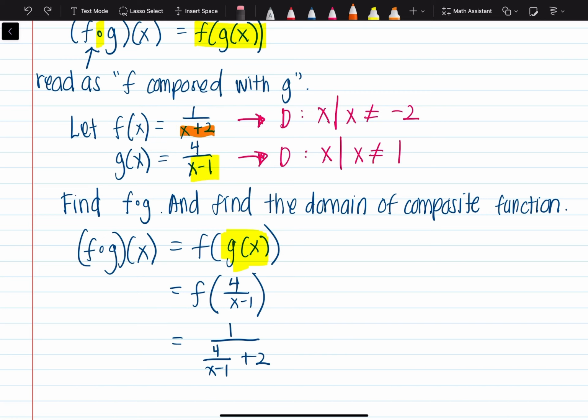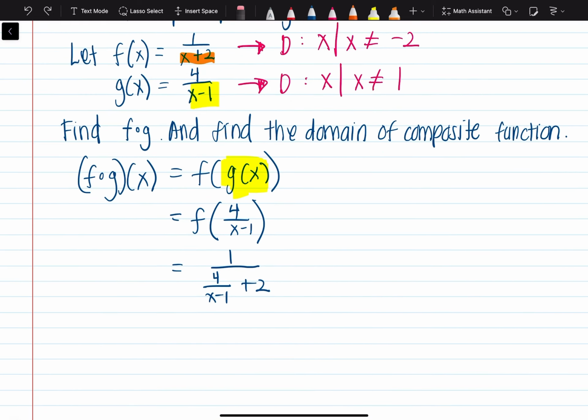And then from here, you just use your knowledge of simplifying a very complex fraction to get your simplified composite function. I can turn that 2 into 2 over 1. I can use my triangle method to get a common denominator, and then I can use my in and out method to simplify down my complex fraction. So that top one, I'm just going to copy it over that denominator. I can simplify it down. 4 times 1 gives me 4. Positive 2 times x minus 1. Make sure you distribute out to the entire binomial.